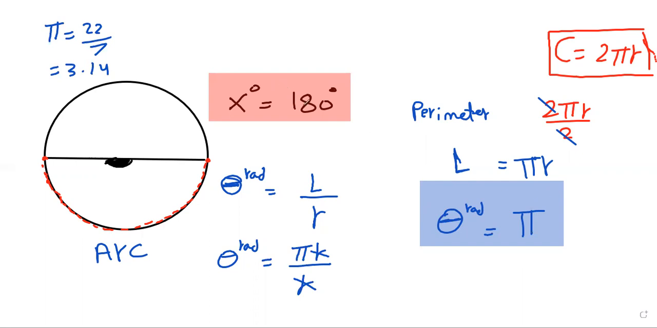So you know 180 degrees equals how many radians? 3.14. 180 degrees equals pi radian, which is 3.14 radian. Okay? So I have two equations now. X degrees equals 180, and theta radian equals what? Pi.